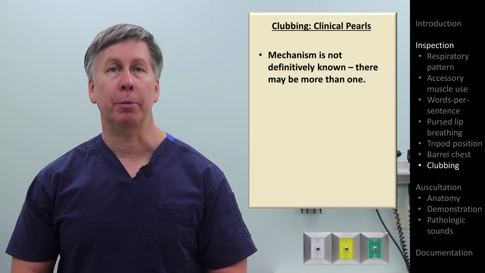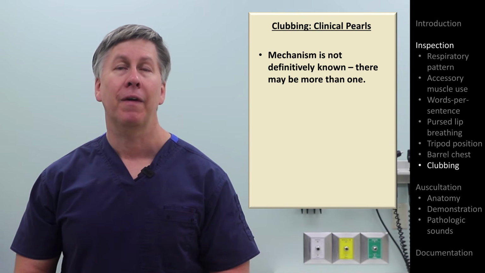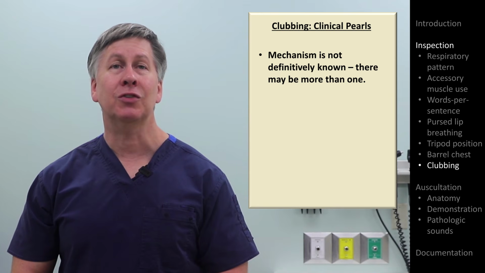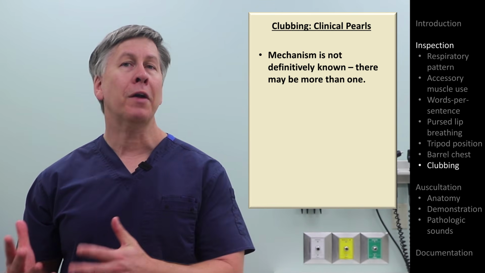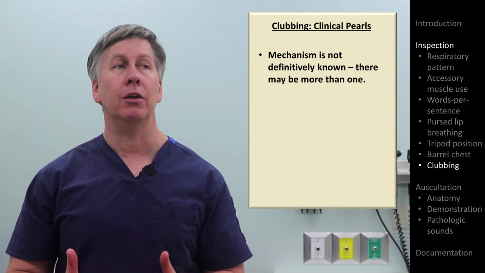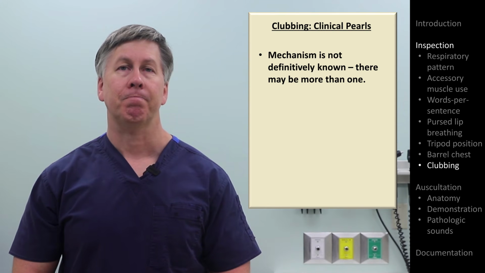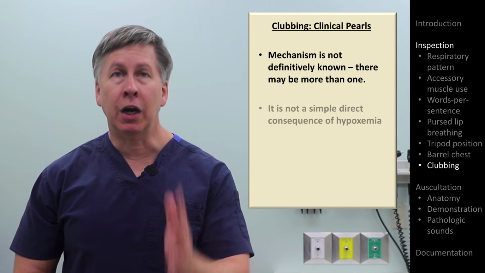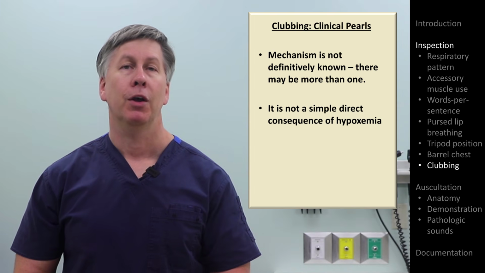The mechanism of clubbing is not definitively known, but the most commonly cited hypothesis is the trapping of megakaryocytes and platelet clumps in the distal digits where they release growth factors stimulating proliferation of soft tissue. Given that no one hypothesis seems to be able to explain all associations, there may be more than one mechanism. Now, despite occasional claims to the contrary, it is not a simple direct consequence of chronic hypoxemia.